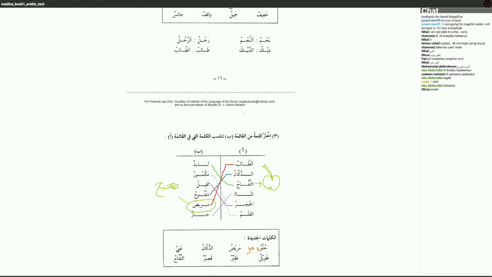Murrun. Better. Everyone read, please. Hulwun. Maridun. Ad-dukkanu. Ghaniyun. What's the meaning of Ghaniyun, brothers? Jayid, Hudayfa, ahsant. Rich. And is there any word here which is the opposite of Ghani? Faqeerun.